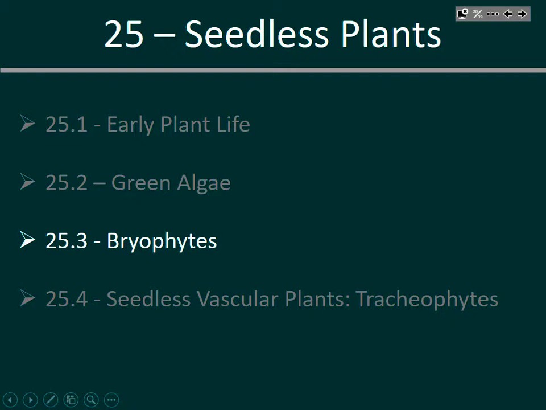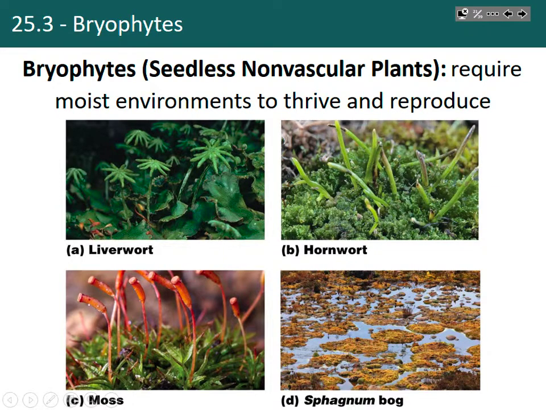Okay, so the first group that I want to talk about are the bryophytes, and the bryophytes are the seedless non-vascular plants. They tend to require moist environments in order to actively grow, thrive, and reproduce. That being said, most of them also have some ability to be desiccation resistant, to survive drying out, and can reanimate when moisture comes back.